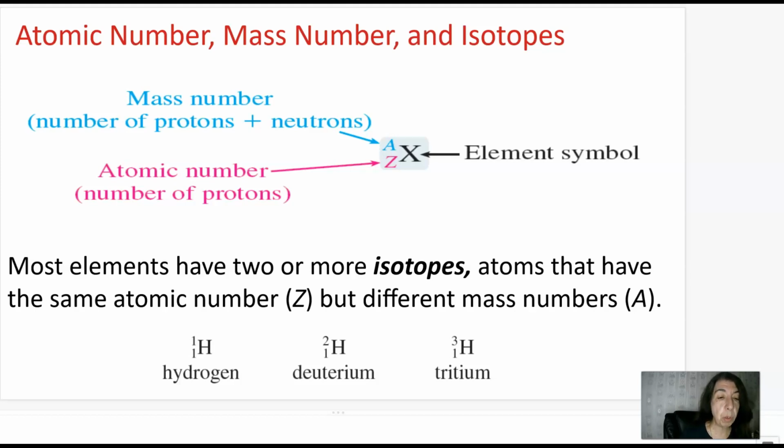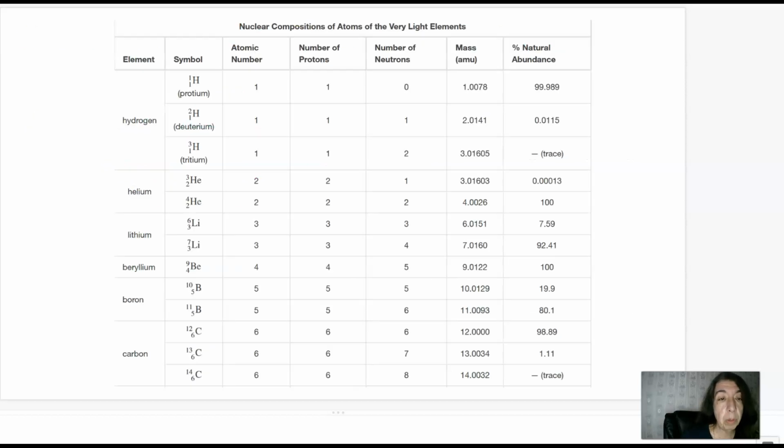Deuterium has 1 proton and 1 neutron, so the atomic mass is 2, and that's what we call heavy water. If you've ever heard anybody talk about heavy water, it's because it has this extra neutron in it. And tritium has 2 extra neutrons, so the mass is 3 because it's 1 proton and 2 neutrons. So sometimes you will see a variety of these isotopes. And there's a table in your text that talks about some of the isotopes of some of the light elements.